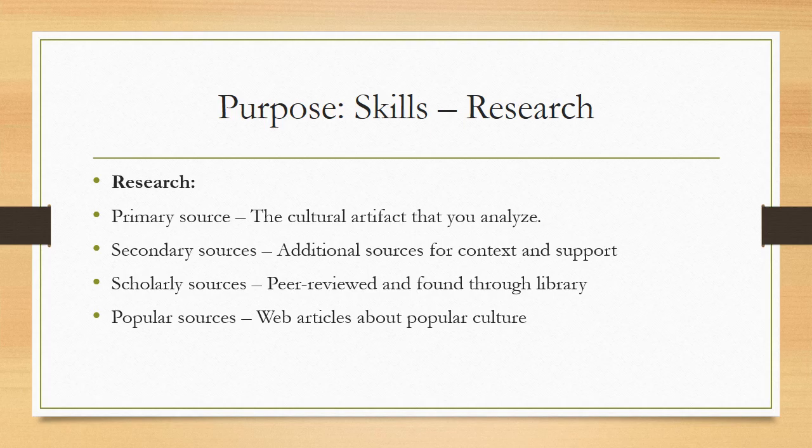So for this paper, you're allowed to use both, and you need to have at least three total. Whether more of them are scholarly or more of them are popular is up to you, as long as you have some of each and you have three total. So four total if you count the primary plus the three secondary, any mix of scholarly and popular among the secondary, as long as you have both.